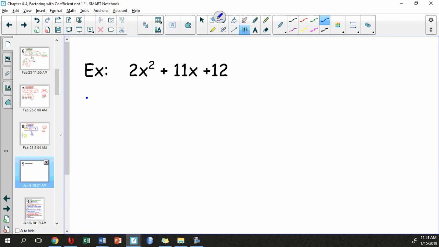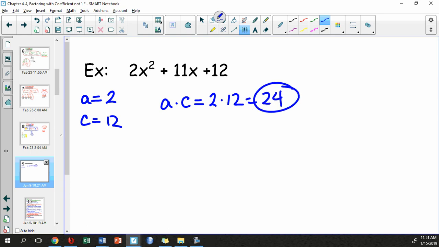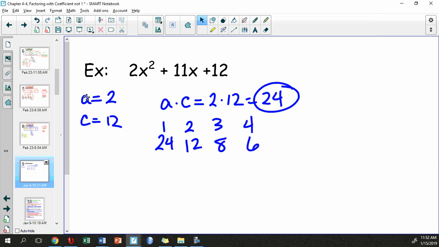What is A? What is C? You do not take their signs. I repeat, you do not take their signs. You leave the signs out. Now you're going to take A times C. And that gives you 2 times 12, which is 24. You're going to take all the factors of 24 now instead of the factors of 12. So 1 and 24, 2 and 12, 3 and 8, 4 and 6. Yes?